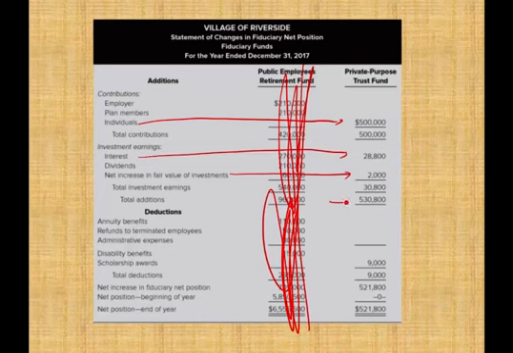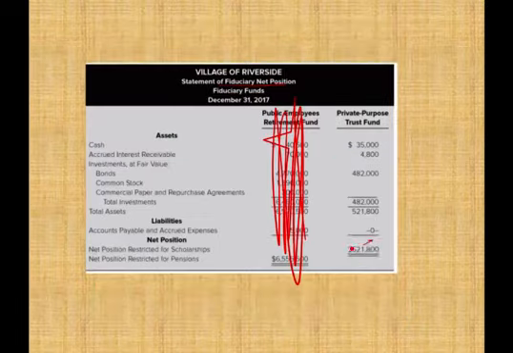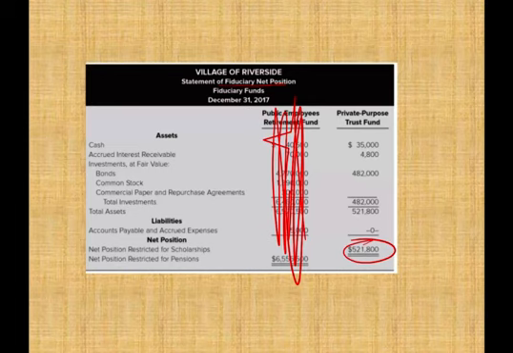So total additions 530,800. We only paid 9,000 out for scholarships. So the net increase in fiduciary net position is 521,800. The beginning position was 0. The ending position is 521,800, which goes also here, 521,800. So this is basically, hopefully, a good example of how to account for this type of trust.